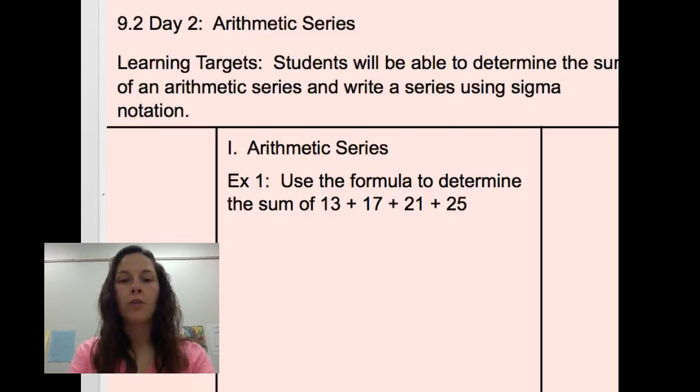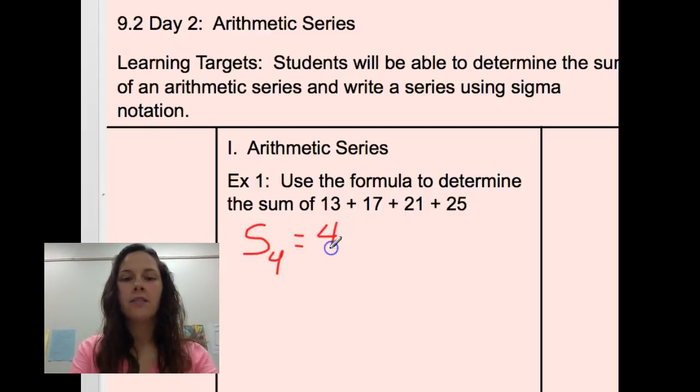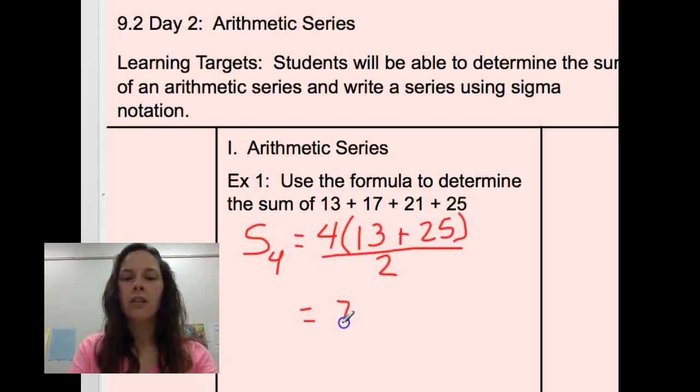We've got 4 terms, so the sum of the first 4 terms equals n, which is 4, we have 4 terms, times the quantity first term plus fourth term, all over 2. So when you punch that in your calculator, we get a sum of 76.